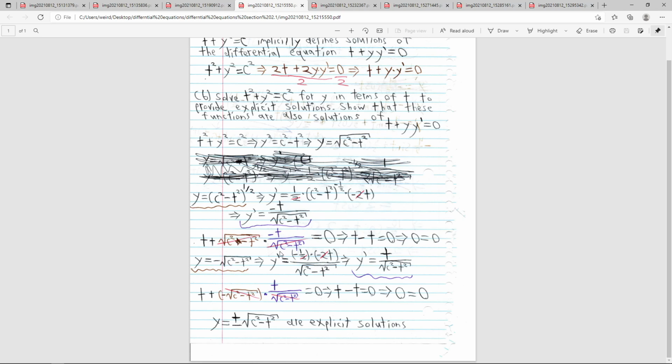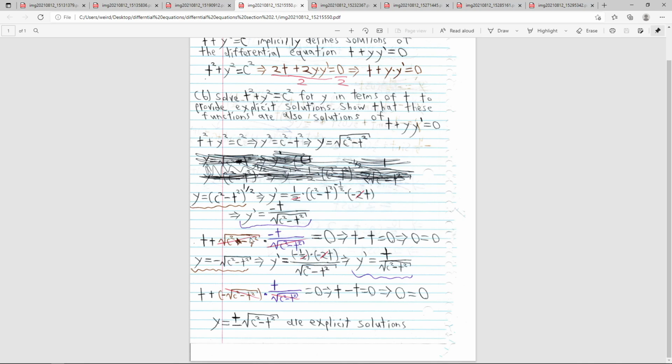So this is where you start showing that these are solutions. t plus y times y prime. So y is the square root of c squared minus t squared. That's multiplied by negative t divided by the square root of c squared minus t squared, which is y prime. So the square roots will cancel out, and it's all equal to 0 by plugging in. So it's t minus t equals 0, which implies that 0 equals 0. You simplify down.